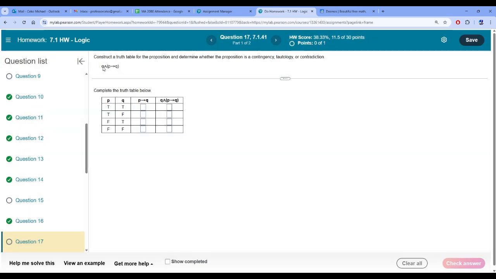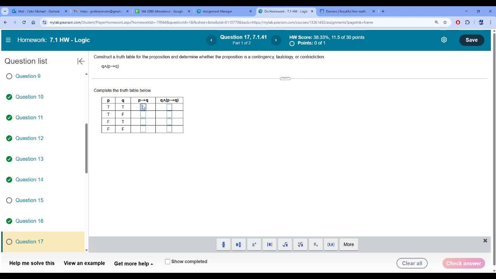All right. So this is going to be a constructed table. So first, does P imply Q? True, false, false, true. Because if I'm saying it's true, that means it implies true. If it's true, then it's false, it's false. If it's false, then it's true, then it's false. And if it's false, then it's false, then it's true.